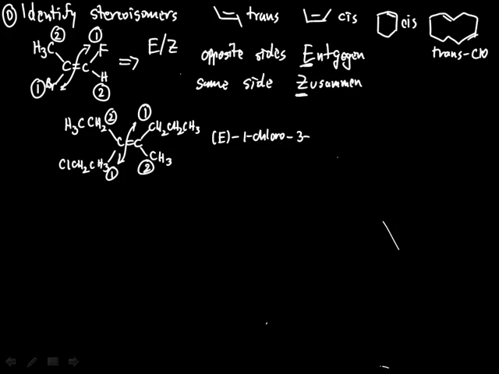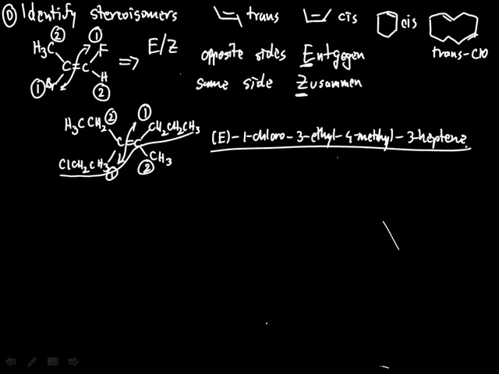3-ethyl, 4-methyl, and again now we look at this as the longest chain, and these are substituents, 3-heptene, and this will be the full name of this molecule. Notice that every part of this name is completely indispensable. We cannot change any of this without modifying the molecule.